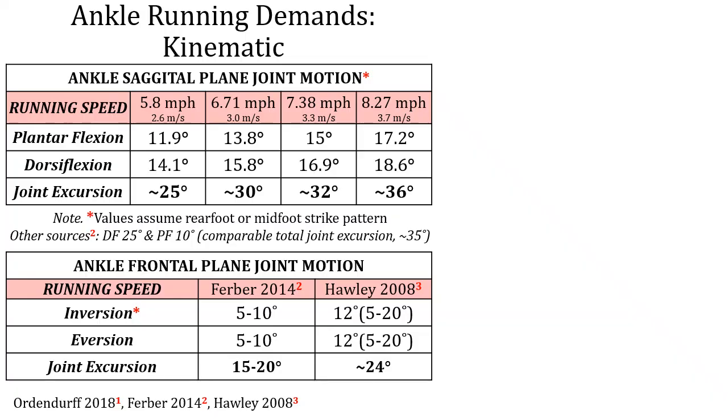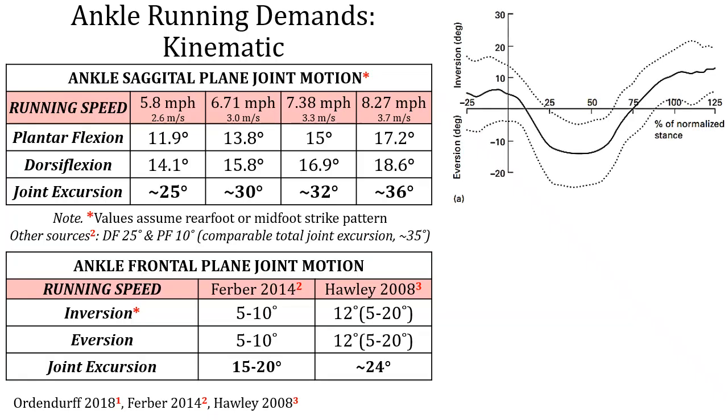In the frontal plane, inversion and eversion, other sources, Ferber 2014 and Hawley in 2008, suggest that there's a joint excursion of about 20 to 24 degrees. So you need 10 to 12 degrees of inversion and eversion, and obviously the ability to control it is going to be important, but we'll discuss that in future slides. This is really just more around the joint range of motion.